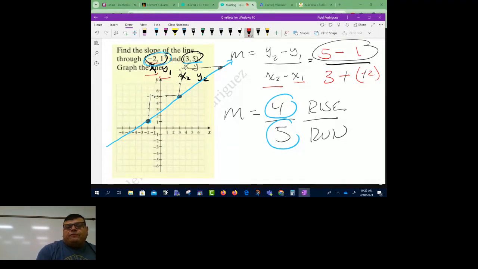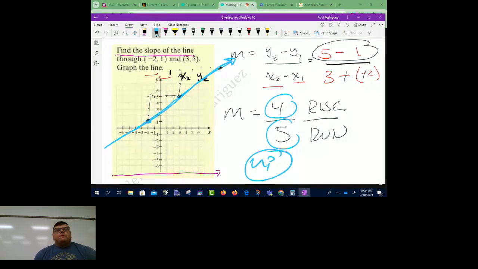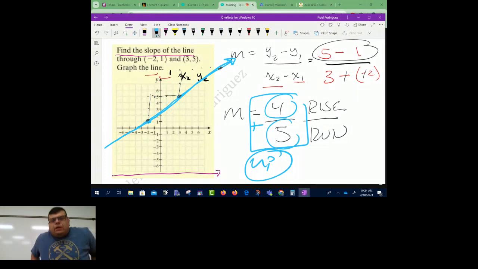Now, like I told you before, how do we read a line? We read a line the same way we read a sentence. We go from the left to the right. If I go from the left to the right and I follow my blue line right here, I would say that this line is going up, right? It's going up because my slope here is a positive number. So we're able to figure out a couple of things. If my line is going down, I should have a negative slope. If my line is going up, I should have a positive slope.